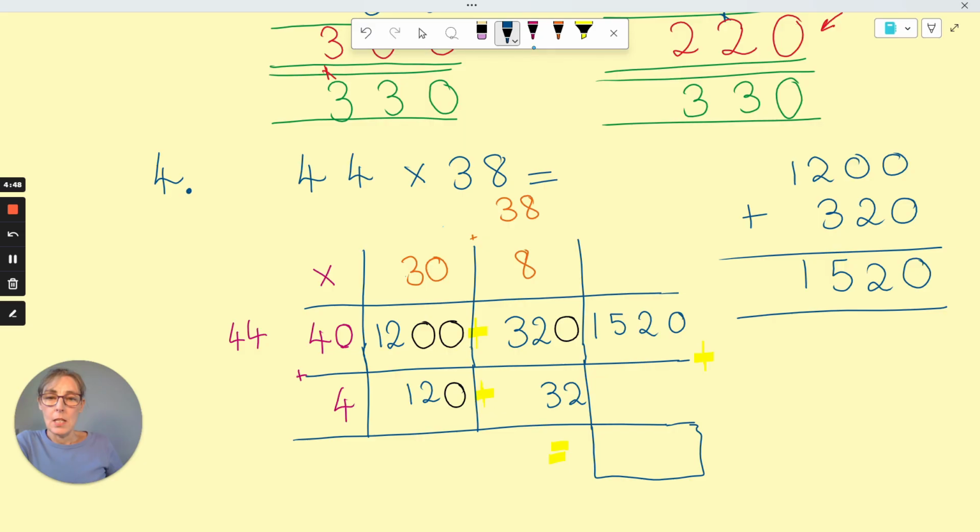Okay, and this one, 120 plus 32. Well, 120 plus 30 is 150, so it must be 152. Now, let me make sure I put them under the column properly. 152.